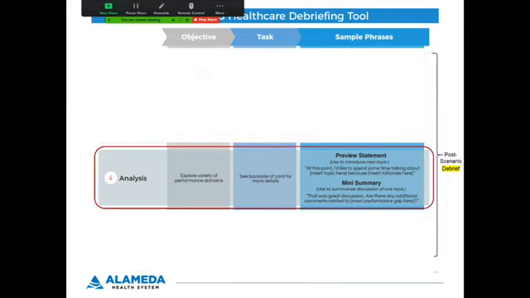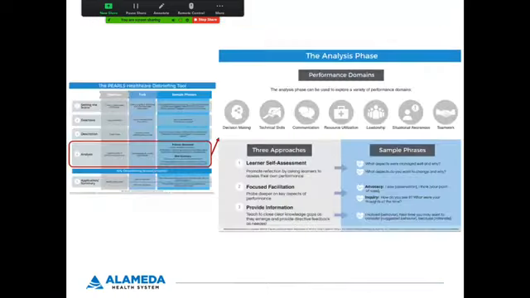So where you're going to spend the bulk of your time is in the analysis phase. This is where you really want to unpack all those performance domains. Your role here is to guide this and help unpeel the onion, because there are a lot of layers to the things they talk about, and people initially just go to that surface answer. It's your job to dive deeper.